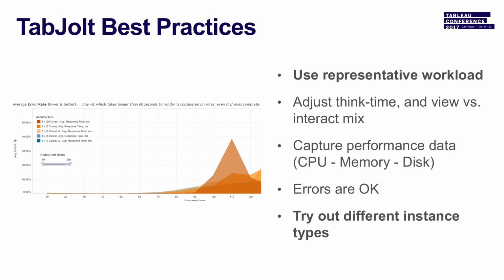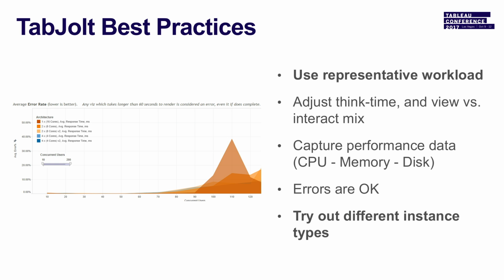You really want to use a representative workload. If you do all this work and then you just point TabJolt at the sample workbooks that come with the server, you're wasting your time. If you do load testing and you're only rendering vizzes, when in the real world you also have extract refreshes going on, you're wasting your time. So really think about what people do on your server and try and replicate that when you're using the tool.